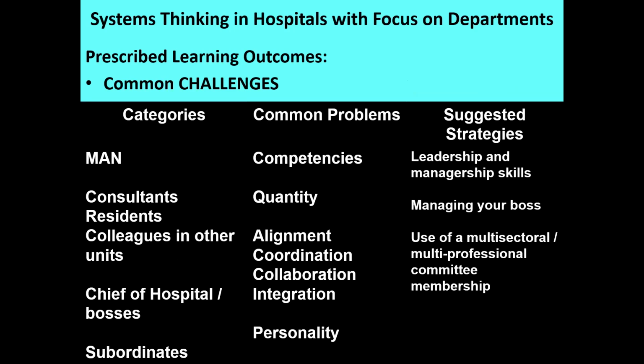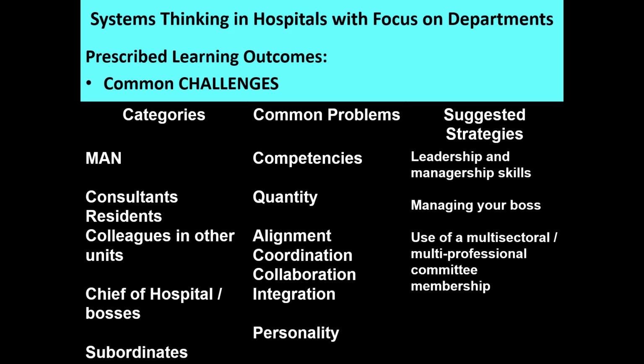Under the man category are the consultants, residents, if you have residents there, colleagues in other departments, chief of hospitals are also part of the man category, and of course the subordinates. The more common problems are the competencies of these people, quantity, alignment, coordination, collaboration, integration, which is very difficult. And then personality, of course, is another issue.